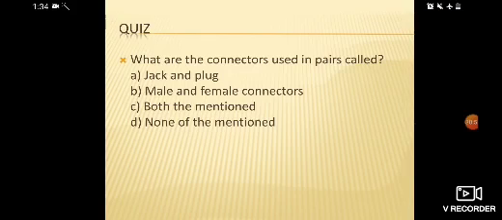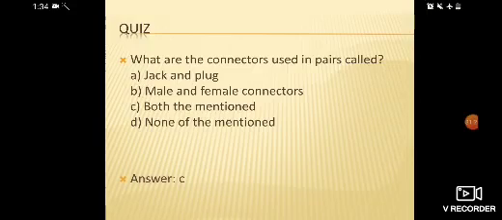What are the connectors used in pairs going to be called? The first option is jack and plug, the second option is male and female connectors, the third option is both of the above, and the fourth option is none of the above. So, what is the answer? C, both of the mentioned above.